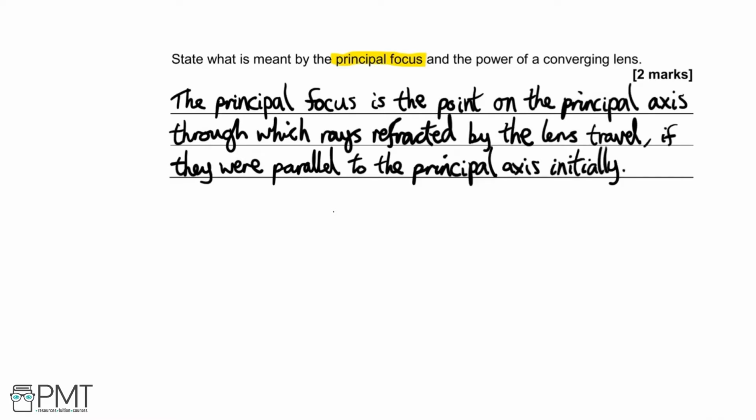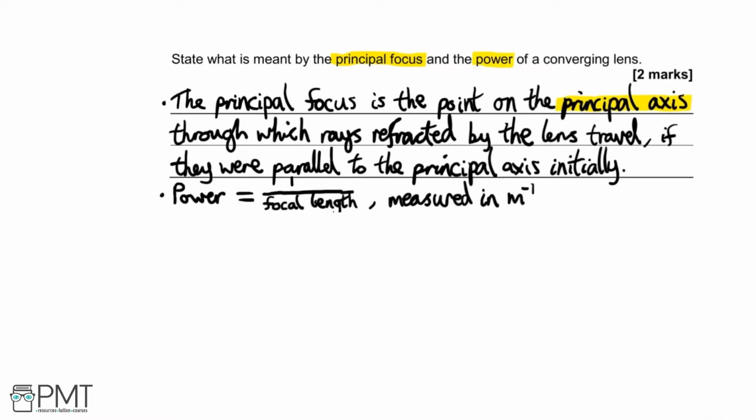So quite a wordy definition there, but you can see that the light rays pass through. If they're parallel, then after they pass through the lens, they will cross over at the principal focus. And that principal focus has to be on the principal axis. Not got a lot of room left for the second definition, but let's write it in anyway. So power is equal to 1 divided by focal length, and that's measured in meters to the power of -1. So it's a 2-mark question. You'll get 1 mark for each of those points.